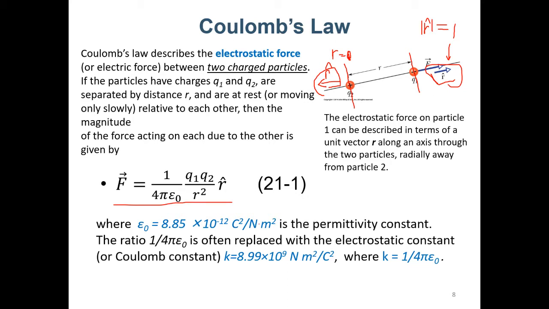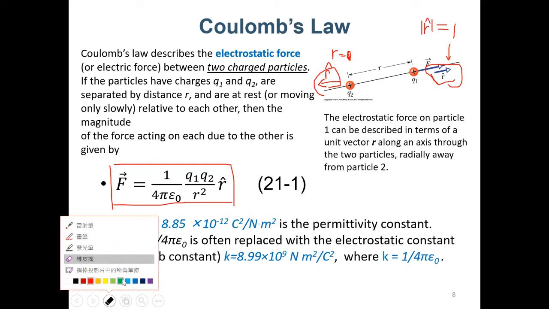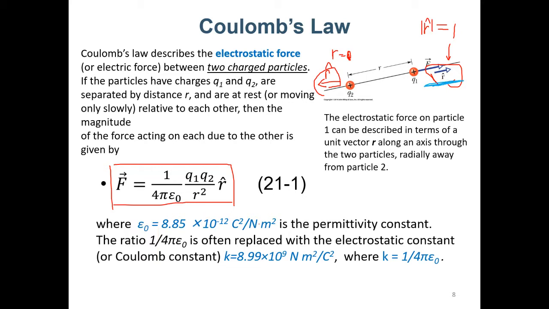And the punchline for this equation is that this formula will hold no matter Q1 or Q2 are positive or negative, which means that if both Q1 and Q2 are positive, so this term is positive, this term is also positive, so that the force is also positive. And when we consider this force for Q1, we consider this unit vector, and this term is positive, so that the force is also, of course, pointing to this side. And if either one of them is negative and the other one is positive, then this force is negative, then the force will be negative and it will point to this side.